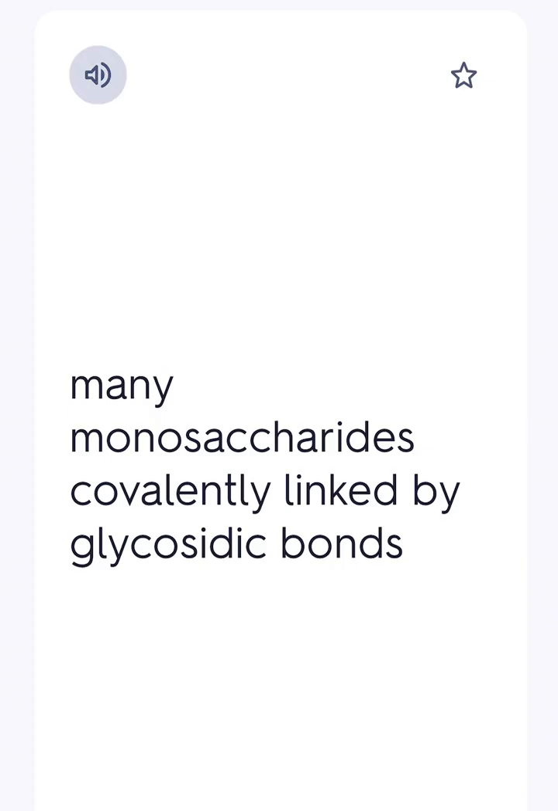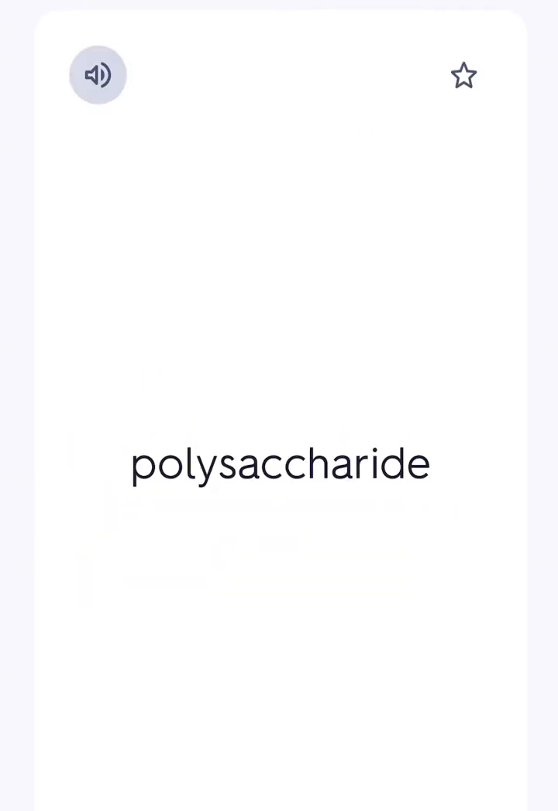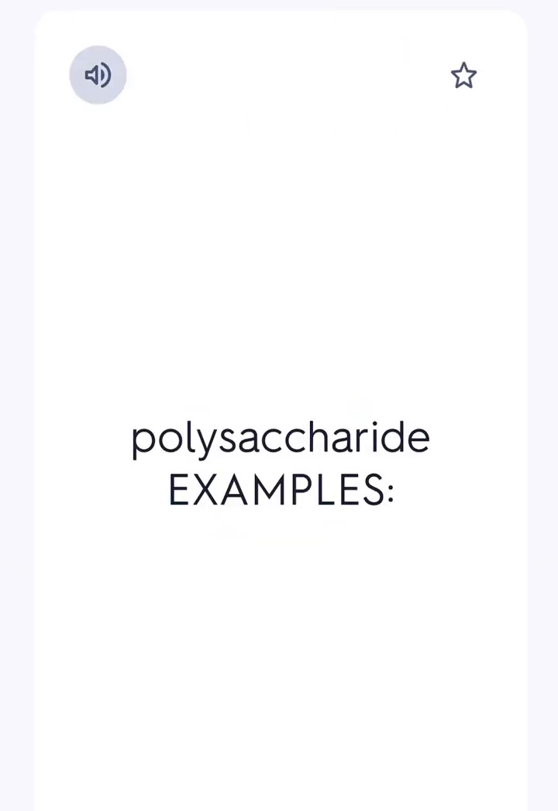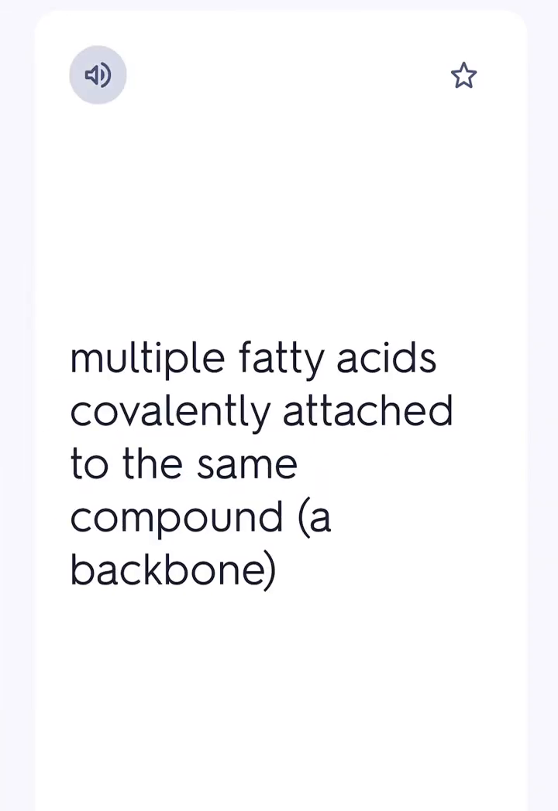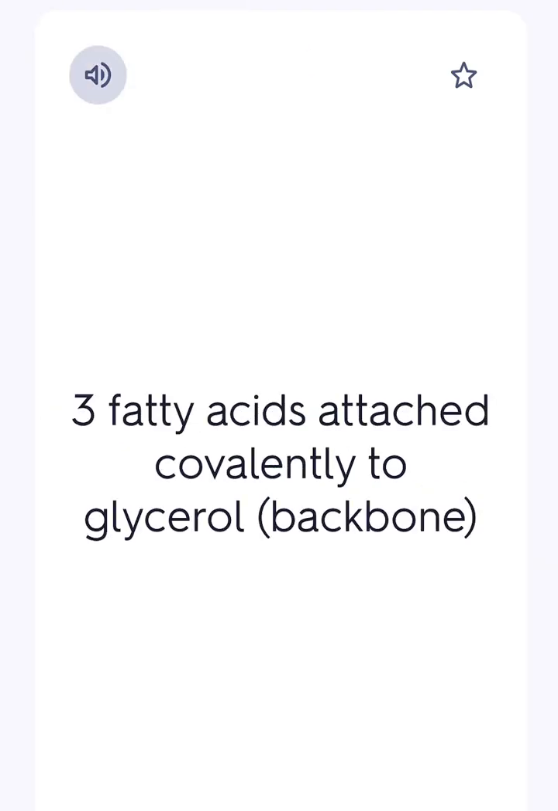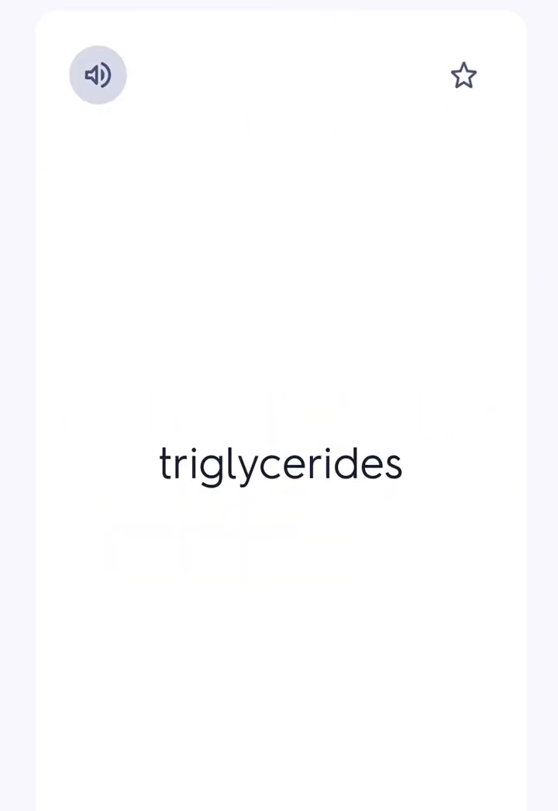Polysaccharide: many monosaccharides covalently linked by glycosidic bonds. Polysaccharide examples: glycogen, starch, cellulose. Fatty acid polymers: multiple fatty acids covalently attached to the same compound. Triglycerides: 3 fatty acids attached covalently to glycerol.